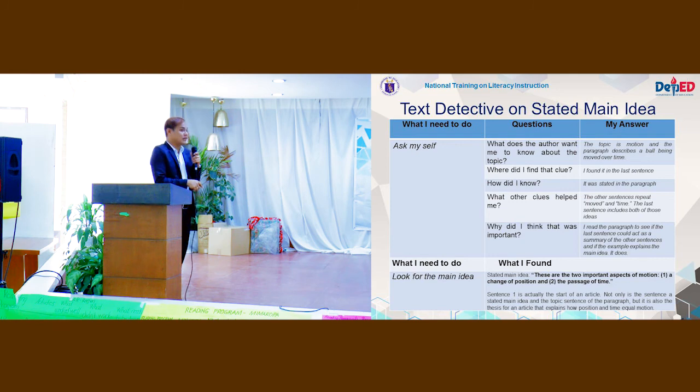Then what did I think that was important? I will say that I read a paragraph to see if the last sentence could act as a summary of other sentences. And if the example explains the main idea, and luckily, it does. So now, I will fill out the what I need to do and what I found columns. What I need to do, look for the main idea. What I found, the stated main idea, which is actually written below the paragraph. These are the two important aspects of motion. One, change the position, and the other one is the passage of time.